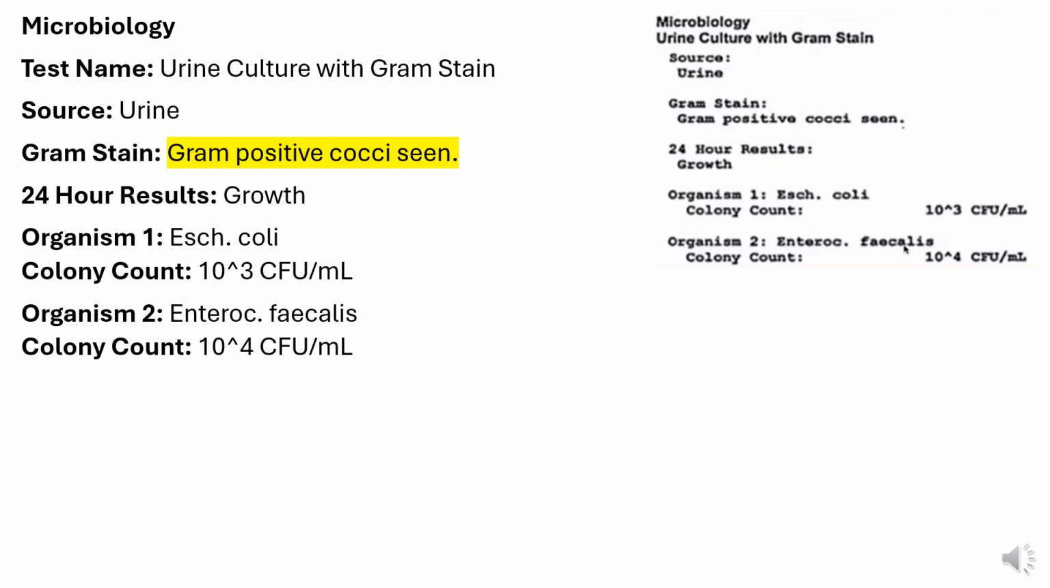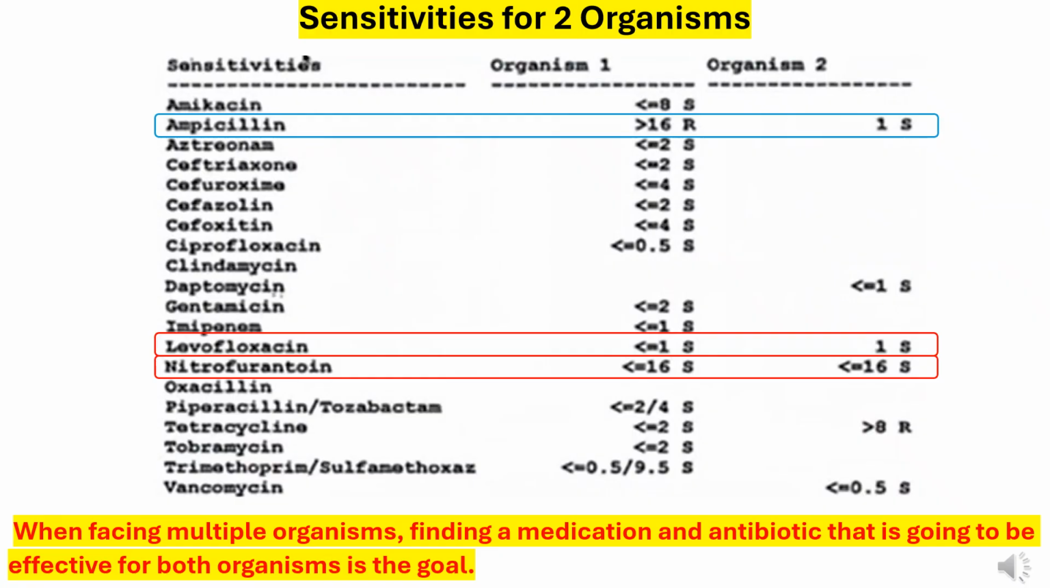If the patient is asymptomatic and has no pyuria, this result more likely represents contamination or asymptomatic bacteriuria, which often does not require treatment. When a urine culture reveals the presence of two distinct uropathogens, the selection of appropriate antimicrobial therapy becomes more complex. When facing multiple organisms, finding an antibiotic that is going to be effective for both organisms is the goal.